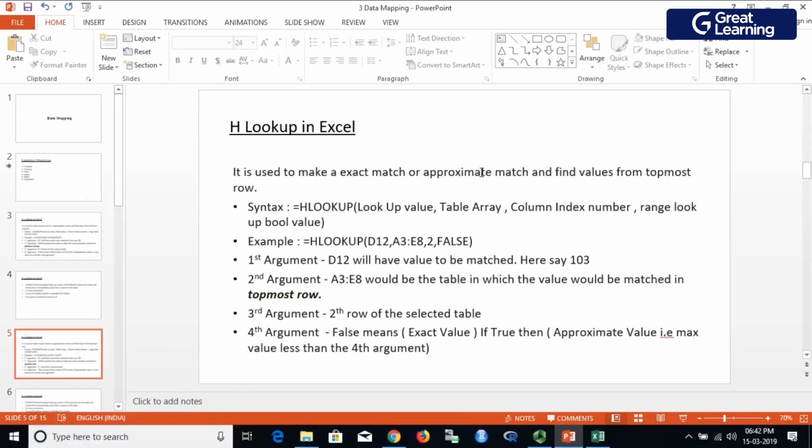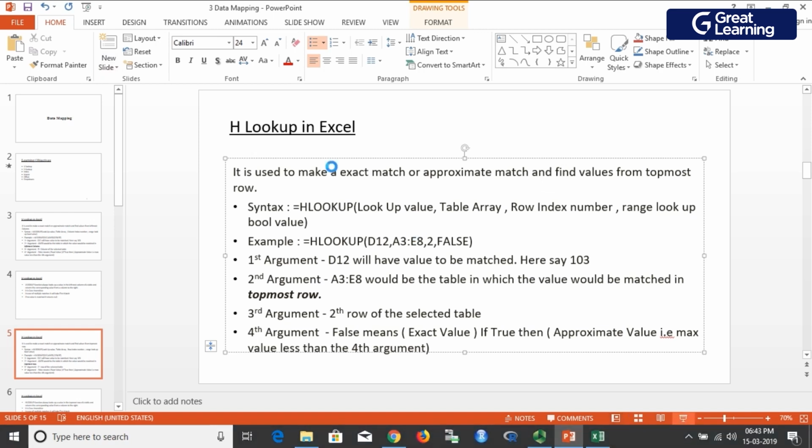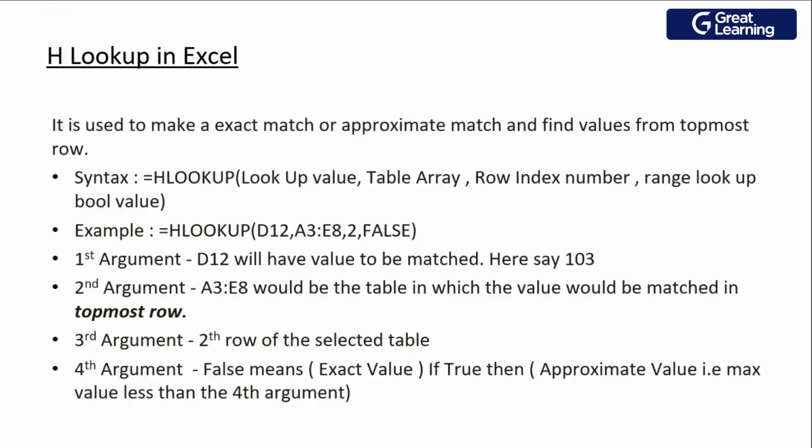So in HLOOKUP it would be number of rows, right? Row index number you will have to specify. Like if you want a row which is the third row from the top, then you'll have to write our third argument as 3. If you want the 10th row value of the same particular selected column, then you'll have to write 10 over there as a third argument.